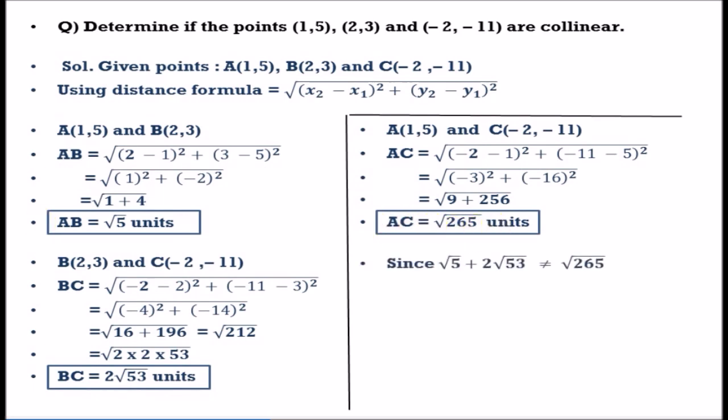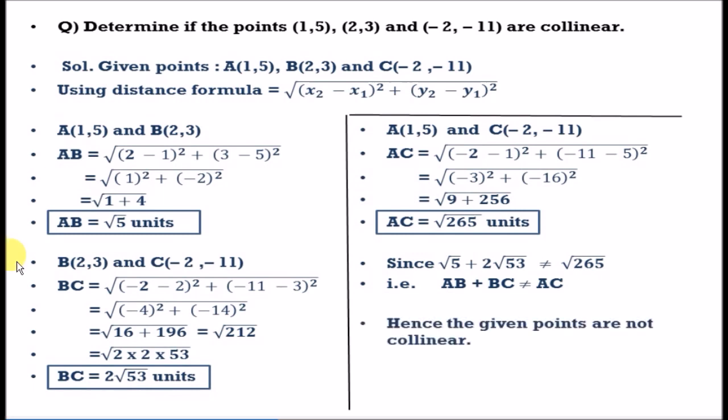Definitely, root over 5 plus 2 under root 53 will not be equal to under root 265. That is, AB plus BC will not be equal to AC. So this is not fulfilling the condition for collinear points. So we can conclude, hence the given points are not collinear. 265, if we try to prime factorize, it will not prime factorize. That's why we are leaving it under square root only. So the condition is not satisfied. AB plus BC is not equal to AC. That's why we conclude the given points are not collinear.